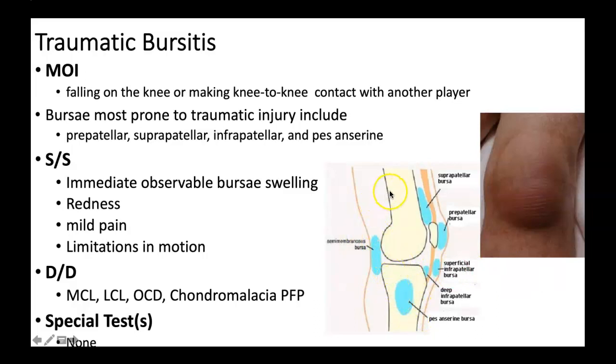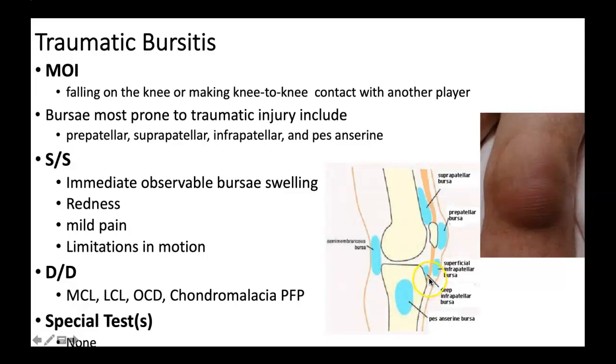We have the pes anserine bursa. Remember, as that sartorius, gracilis, and semitendinosus come off and then have an attachment to that tibial flare, right? Because it's such a tendinous structure, as we flex and extend the knee, it can absolutely cause irritation on the tibial flare. So we have a pes anserine bursa.